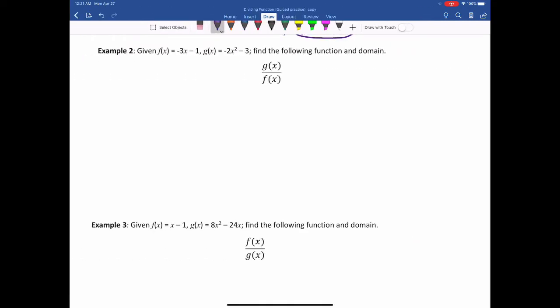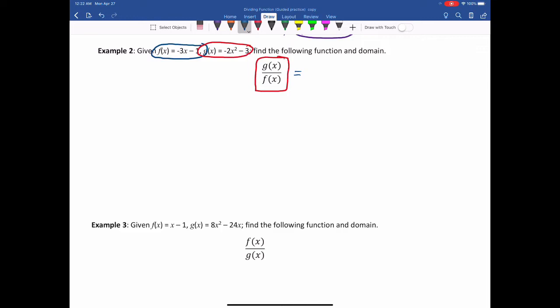Okay, moving on to example 2. It's a similar format. We've got the f function, which is -3x minus 1. We've got the g function, which is -2x squared minus 3. And then you have your notation here, which is your g function divided by your f function. And just like on the last one, we're just going to basically set it up.